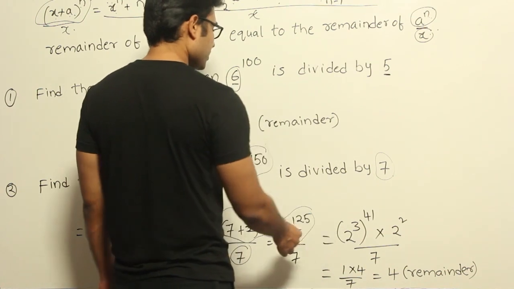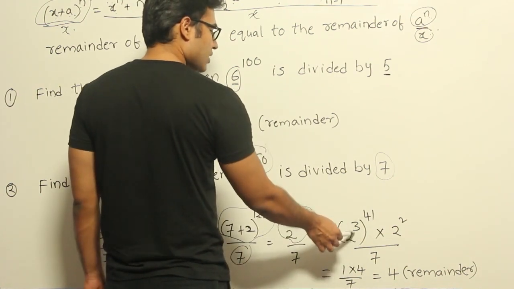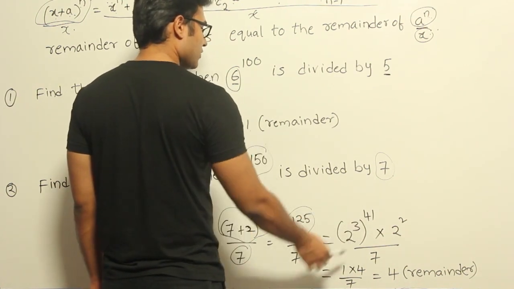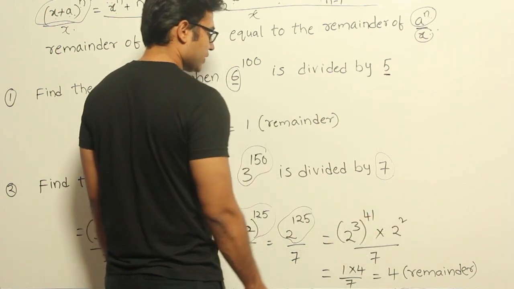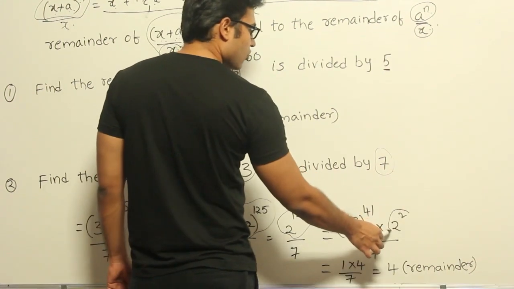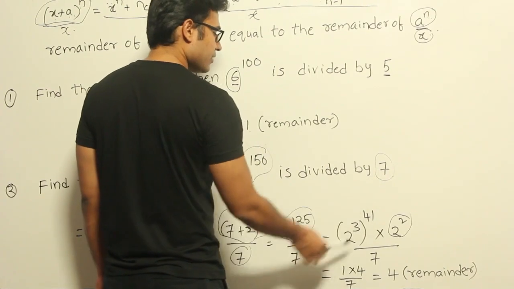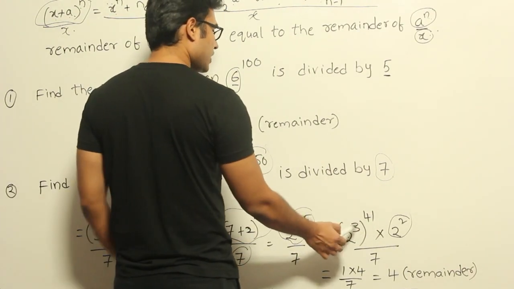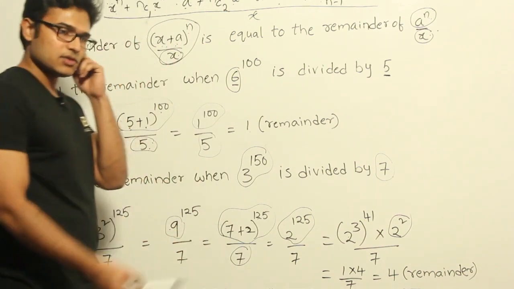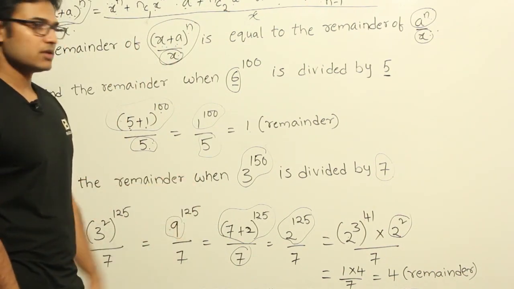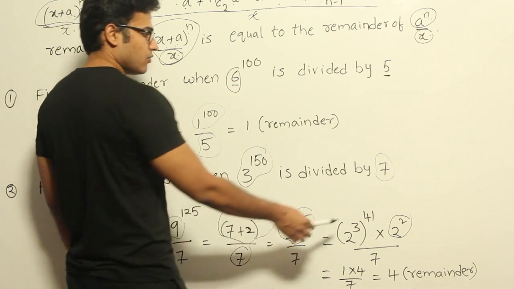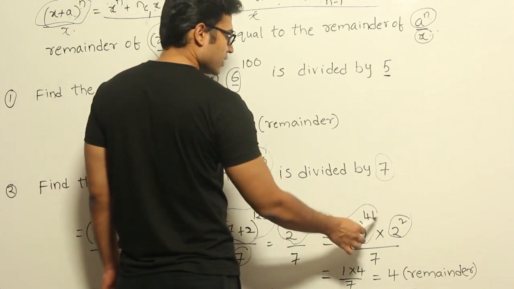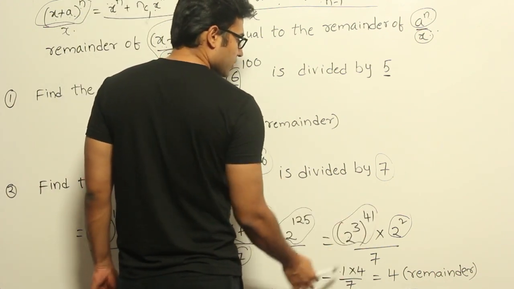Now what I will try to do is split it like this: 2 power 3 power 41 into 2 square, right? And now this is going to be 4, a simple number, let it be there, and this number is going to be 8 power 41. As you know, 8 I can write as 7 plus 1, and since it is 7 plus 1, the remainder is going to be 1 itself, right? Therefore for this entire number the remainder is going to be 1, so 1 into 4.